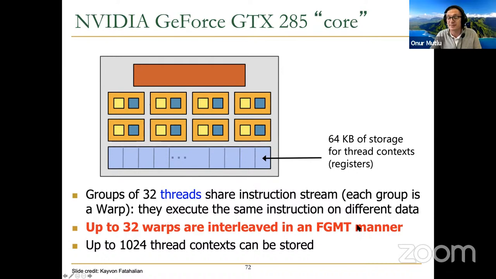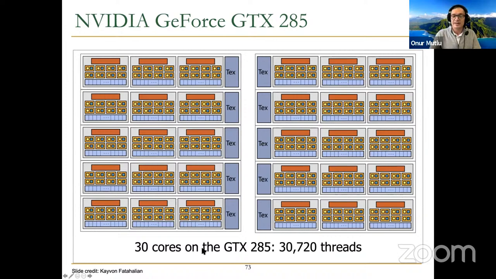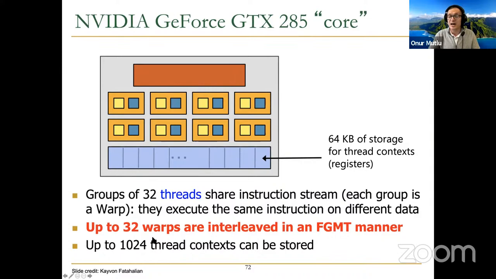They interleave groups of 32 threads in a fine-grained multi-threaded manner so that they can keep the pipeline very simple. They don't need branch prediction. They don't need data dependency detection within a thread. And if you look at an older GPU, they have 30 cores and they have 30,720 threads, as you can see over here. Essentially, in each core, you have 1,024 threads. And the goal is essentially to tolerate memory latency and also keep the pipeline simple. There are two goals, keep the pipeline simple and tolerate memory latency, and they achieve both goals with fine-grained multi-threading.